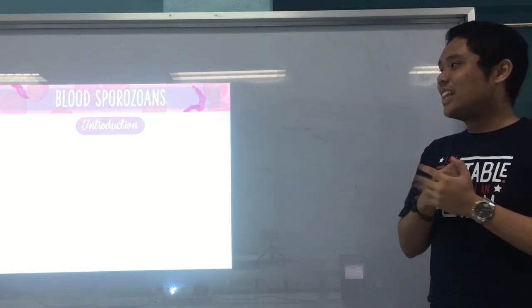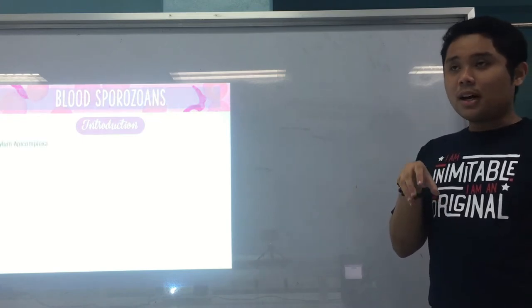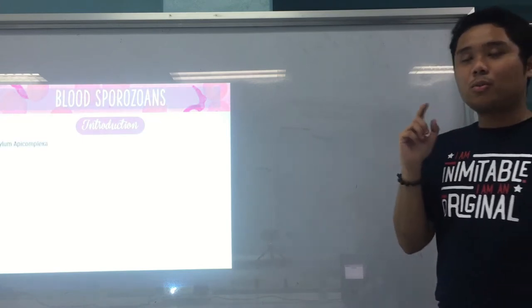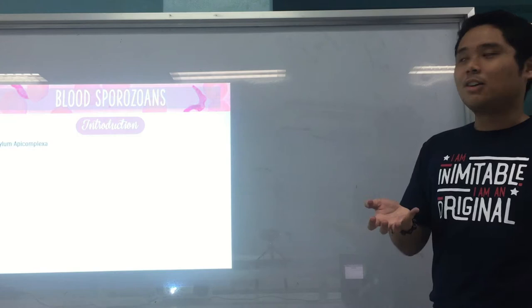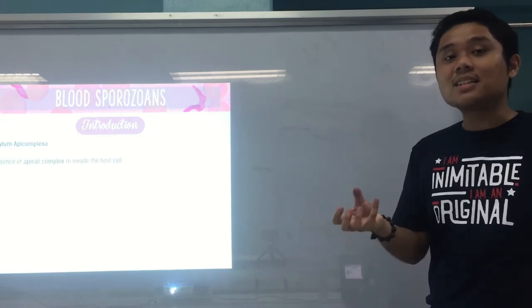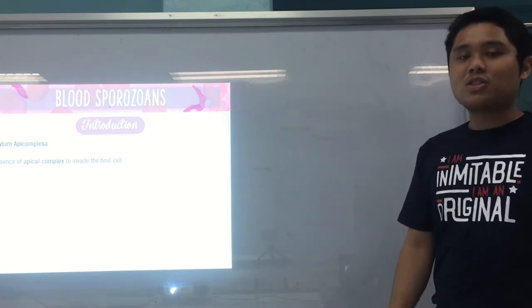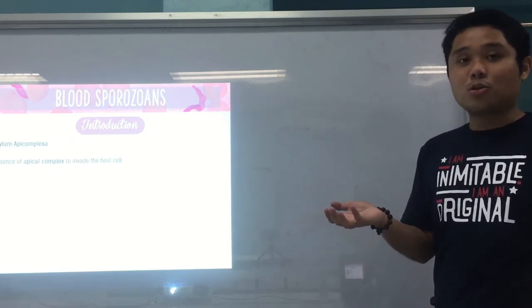Okay? Alright, so these are your blood sporozoans. Now, these blood sporozoans are under what we call your phylum Apicomplexa. Your phylum Apicomplexa is named as such because the parasites contain what we call an apical complex, which it uses to invade the host cells.